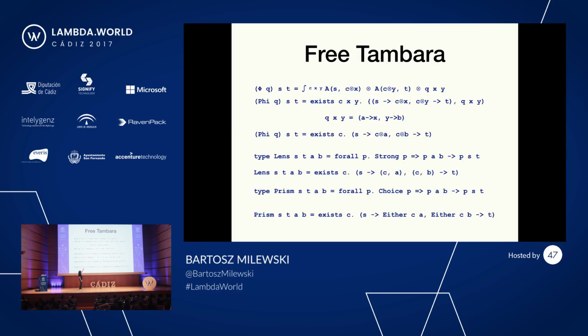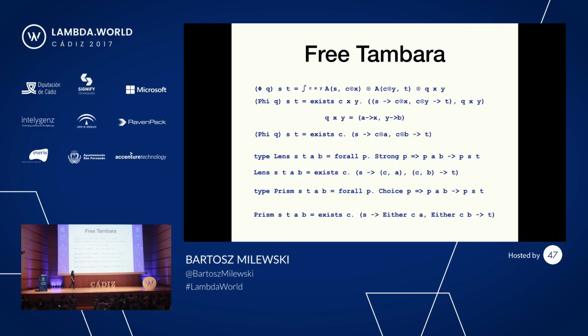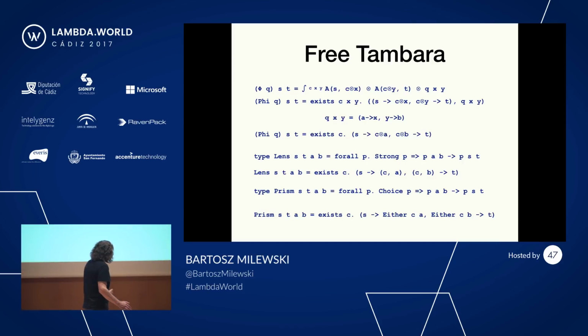So it's a pair. And AS, that's a hom set, which is really a function from S to C cross X, from C cross Y to T. So it's a pair of functions, and then it's QXY. So the property that this phi has is that you give me any profunctor Q, whatever profunctor you give me, the result, phi Q, is a Tambara profunctor, automatically. Okay? It freely generates a Tambara profunctor.